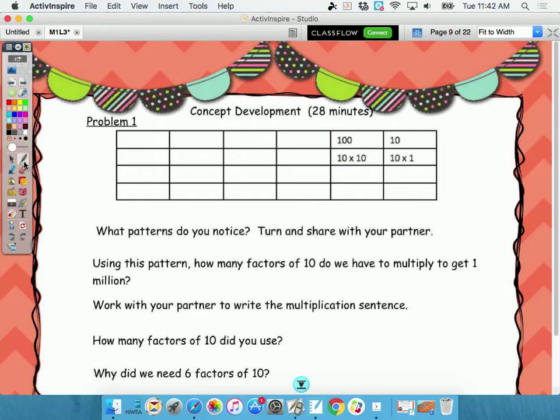We won't get it done today, but I want you to start by writing 10, 100, and then what would come next? 1,000. Keep writing those across the top for me.